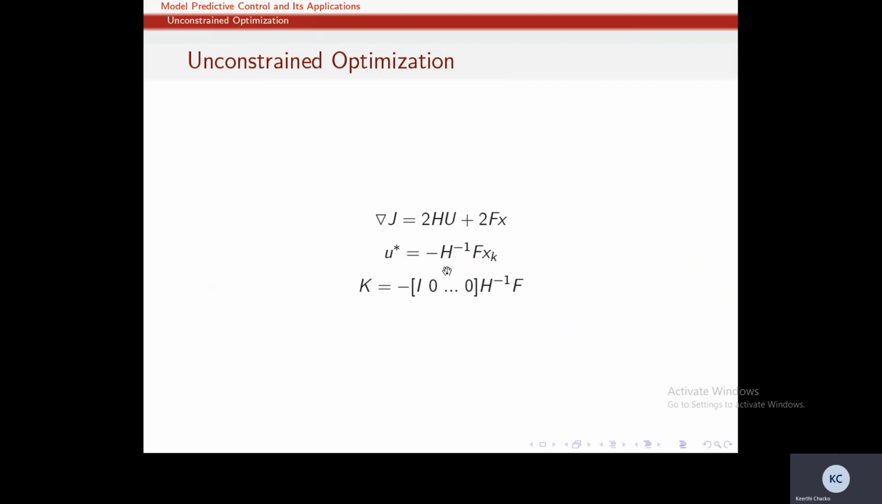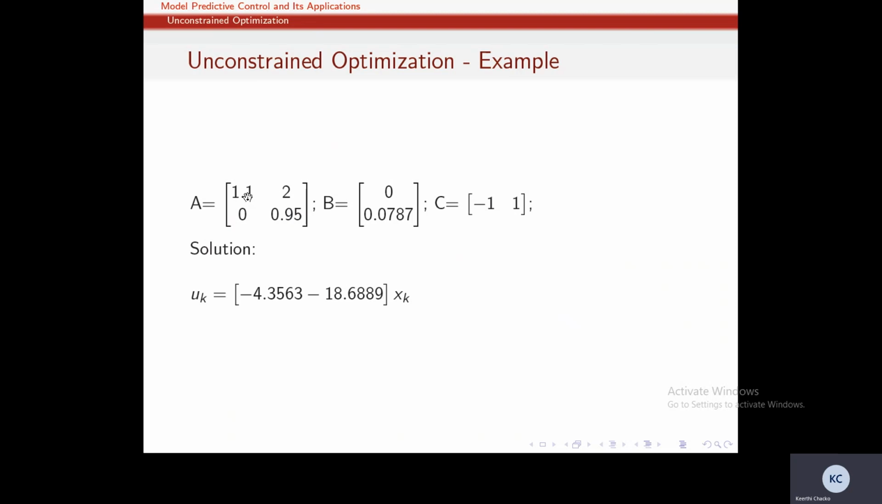And you are taking only the first control input at instant k. That is why I have multiplied it with a matrix, taking only the first element. So that will be the optimal u1 star. That is how you find the optimal control input for the first instant.